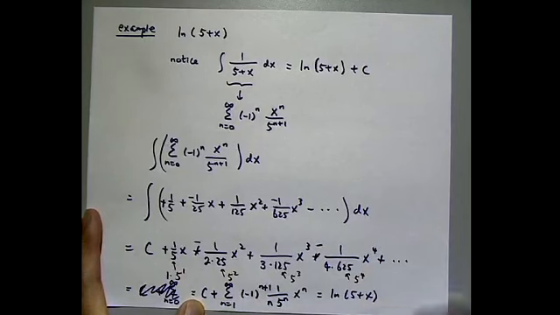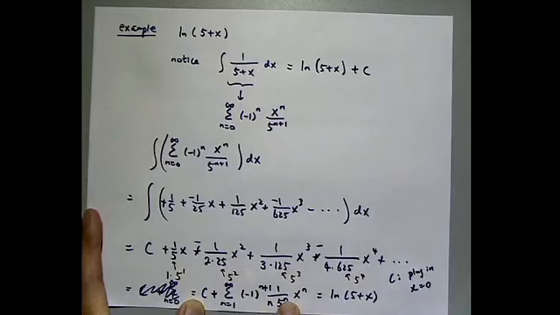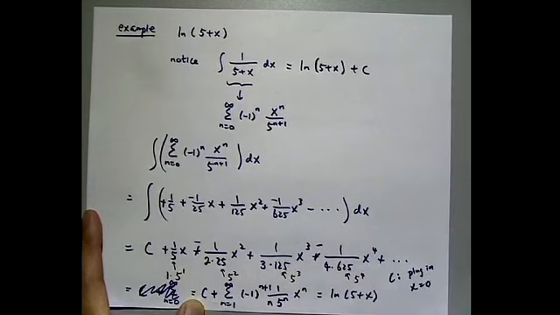Okay, to figure out C here, you plug in x equal to 0, because these have to be equal. When I put in 0 here, I get natural log of 5, and all of these guys go away, so C has to be natural log of 5.